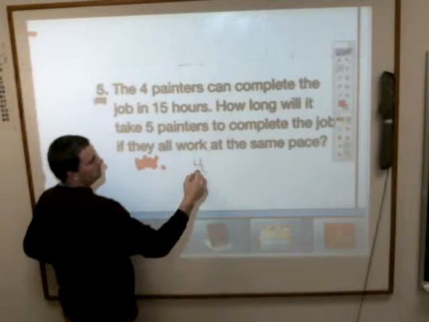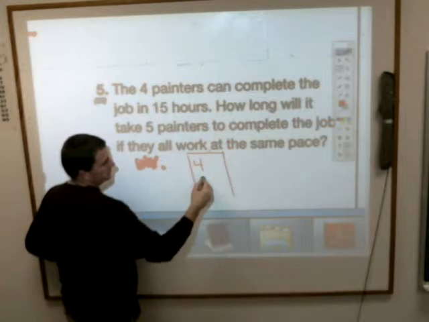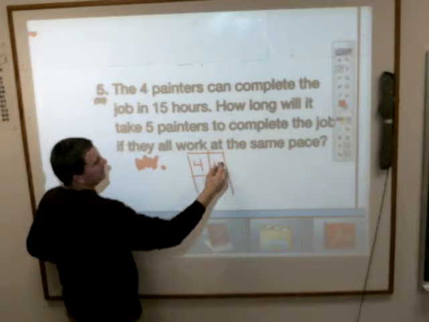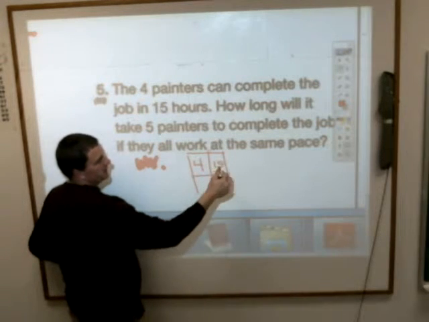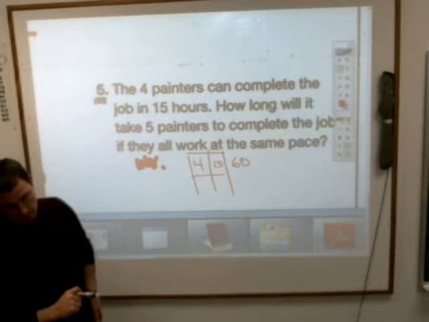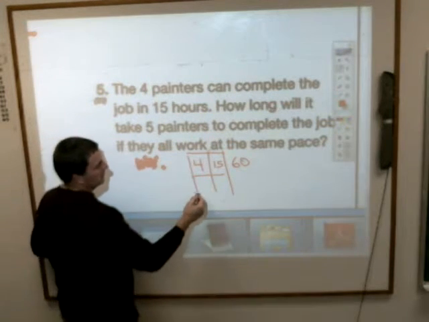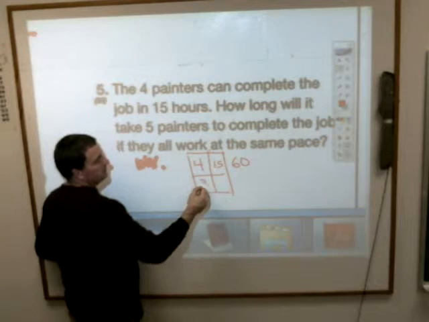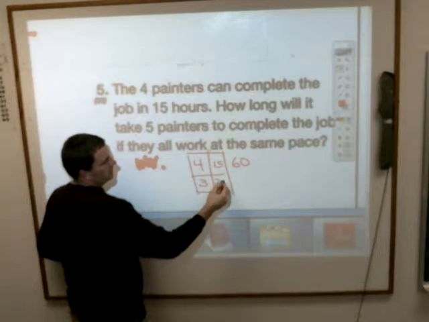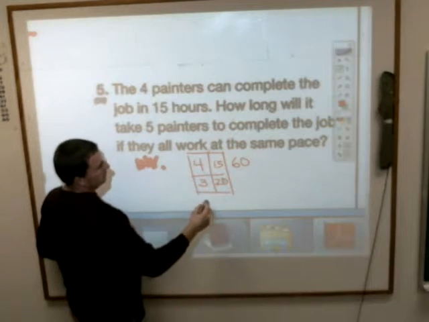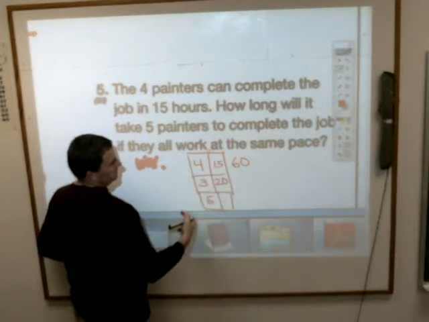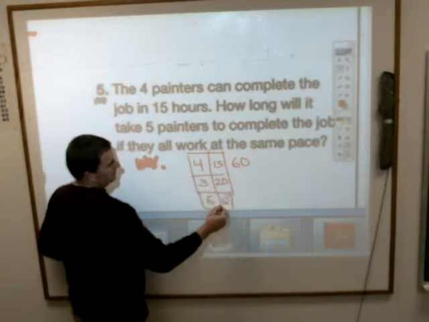If 4 people can do a job in 15 hours, multiply those together, and everything has to always multiply together to get 60, no matter how many people you do. If you have 3 people, what would they have to do to get 60? 20. But you have how many people? You have 5 painters. So 5 painters times what gives you 60? 12, and that's where that comes from.